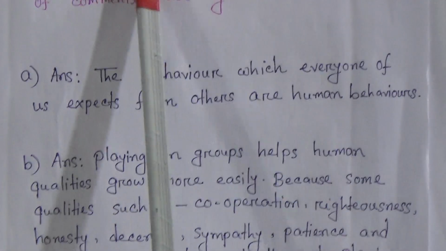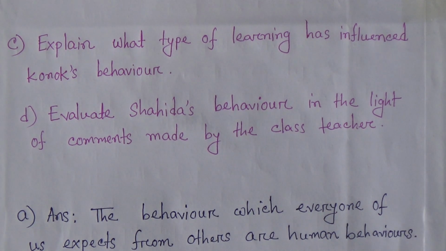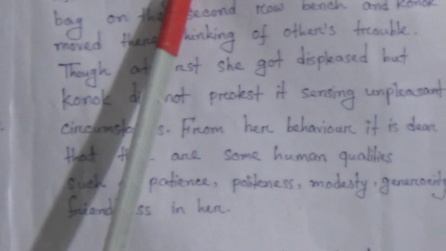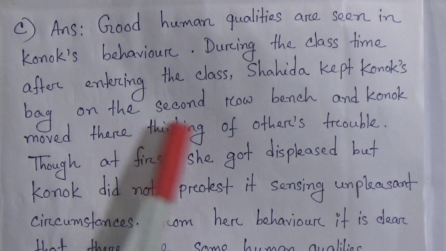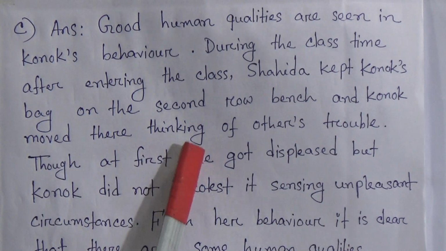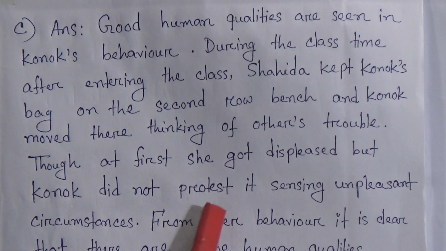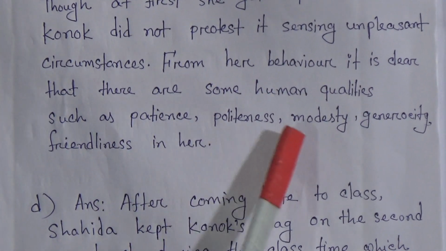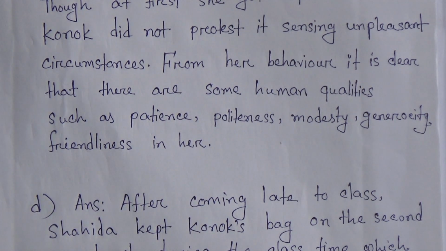Number C. Explain what type of learning has influenced Konok's behavior. Answer. Good human qualities are seen in Konok's behavior. After entering the class, Shahida kept Konok's bag on the second row bench and Konok moved there thinking of others' trouble. Though at first she got displeased, Konok did not protest, sensing unpleasant circumstances. From her behavior, it is clear that there are some human qualities such as patience, politeness, modesty, generosity and friendliness in her.